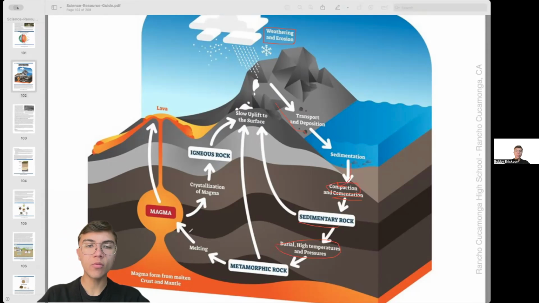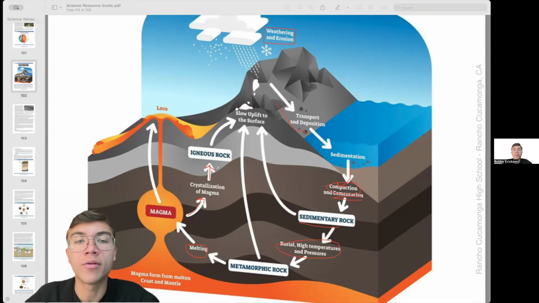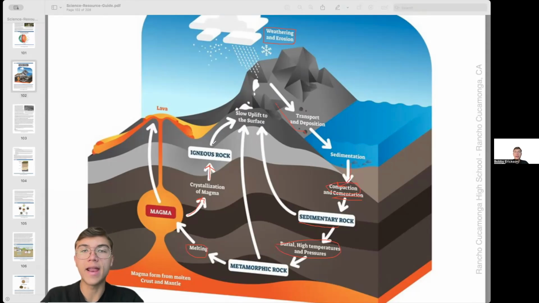And we then have melting into magma, and then the magma crystallizes. Imagine obsidian coming from lava. Well, that's almost like crystallizing, right? So you can imagine obsidian as a crystal. Then it becomes igneous rock, which is right after the lava. If you know what ignite is, like fire, it comes out of the magma. And then it's slowly uplifted to the surface, and we finally get back to weathering and erosion. So that there is the rock cycle.